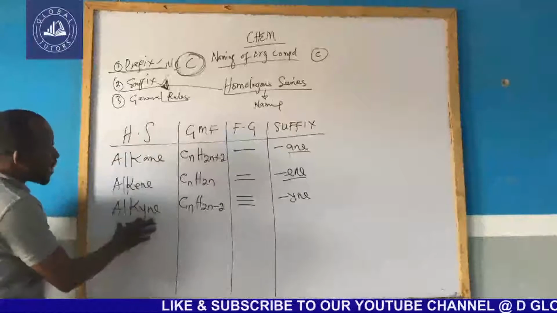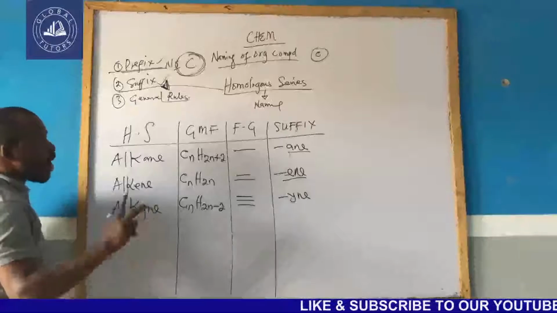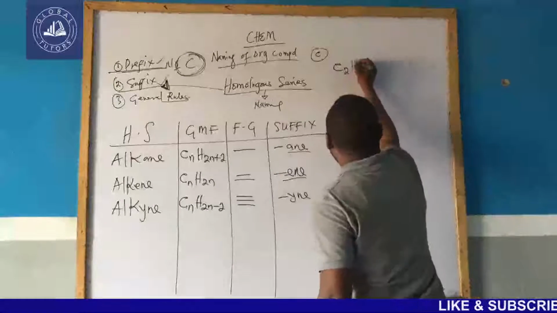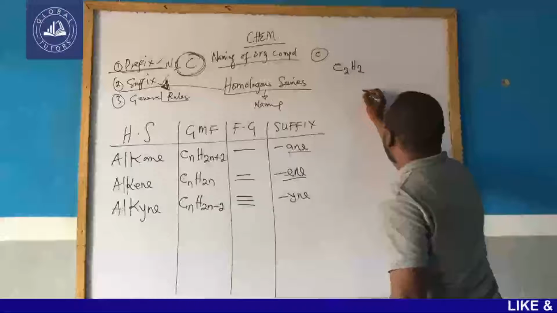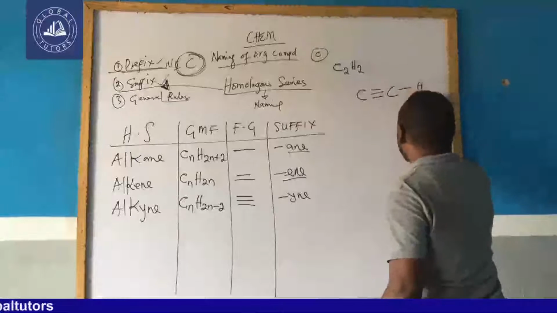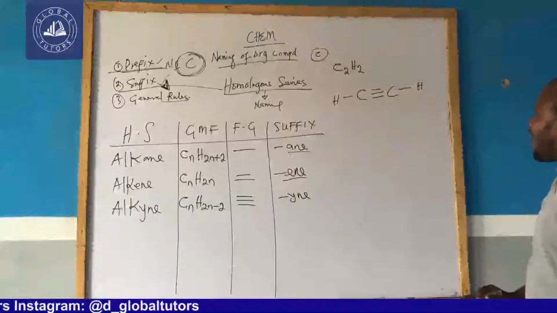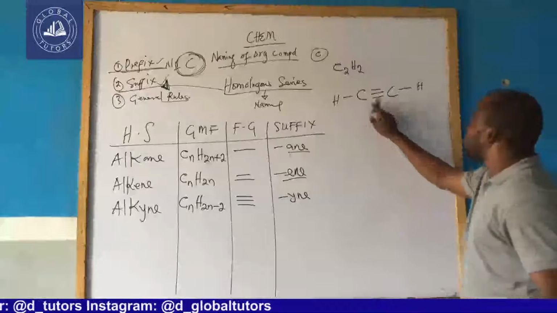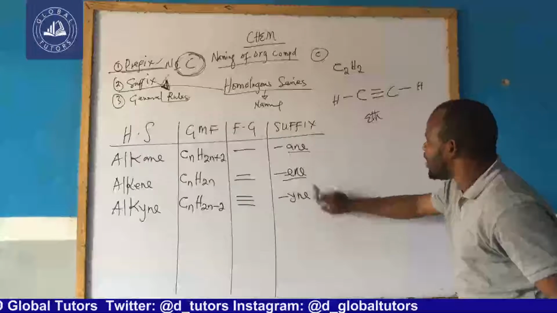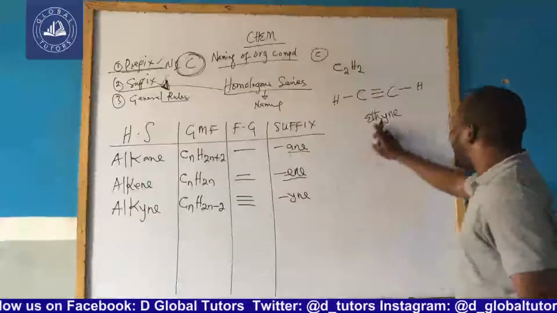Now, like the alkene, alkyne also does not have a member with 1 carbon. The first member also has 2 carbon. So you have C2H2. So you have C triple bond C, then you have H, then you have H. This is the first member of the alkyne homologous series. Remember we said 2 number of carbon is eth. Then you put the suffix, -yne. So this becomes ethyne.